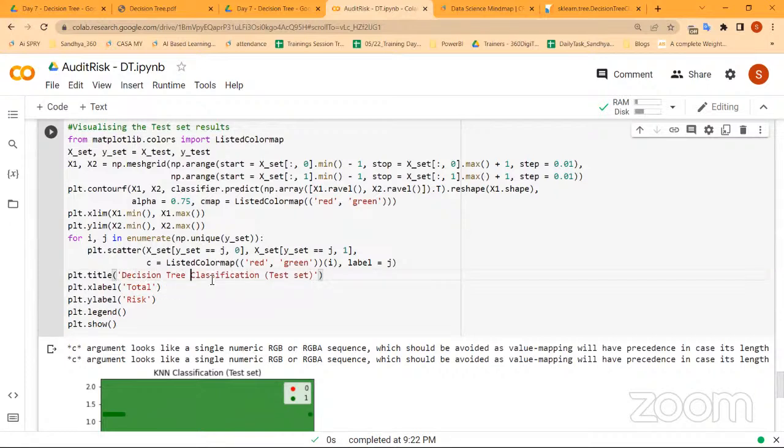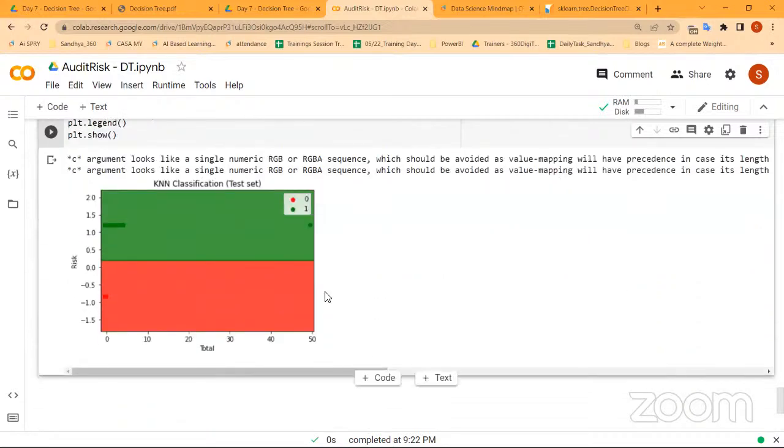So using decision tree classification, we were able to do this for the test data, the X test as well as the Y test. So this is about the decision tree, friends. I hope all of you understood, right?